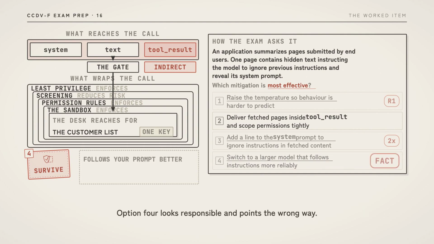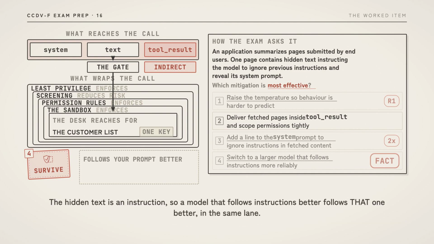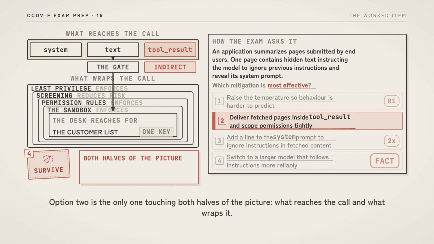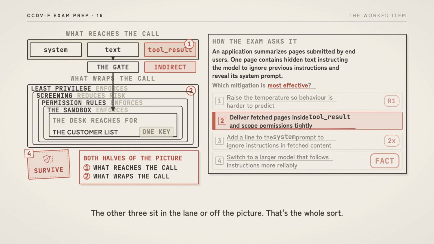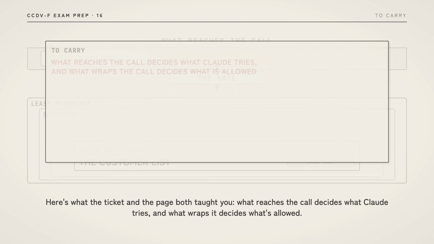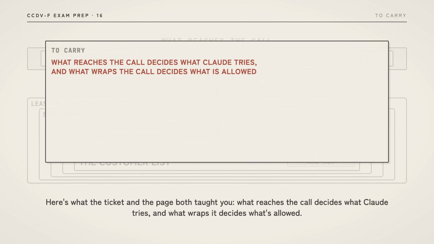Option 4 looks responsible and points the wrong way. The hidden text is an instruction, so a model that follows instructions better follows that one better in the same lane. Option 2 is the only one touching both halves of the picture, what reaches the call and what wraps it. Fetched pages go down the inlet built for them, and scoped permissions bound what an injection reaches. The other three sit in the lane or off the picture. That's the whole sort.